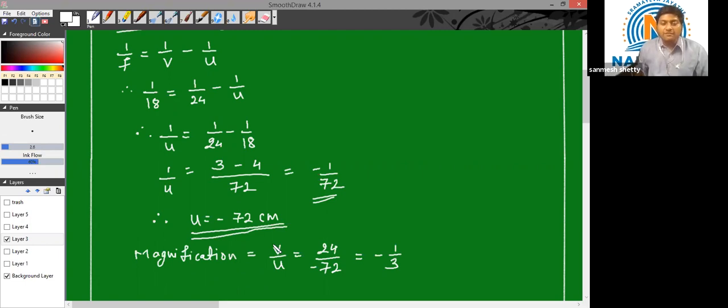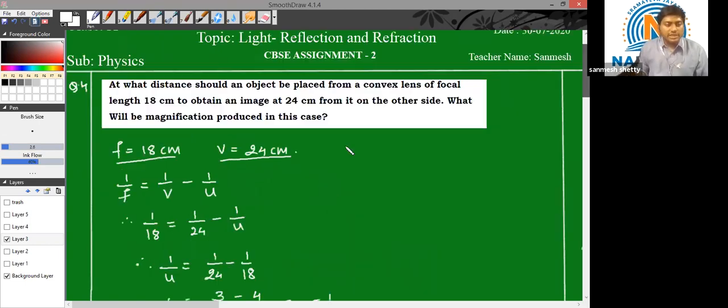Now magnification formula is v by u. So v is 24, u is minus 72. So the magnification value will be minus 1 by 3. I hope the point is clear, children. Let us proceed to our next question.